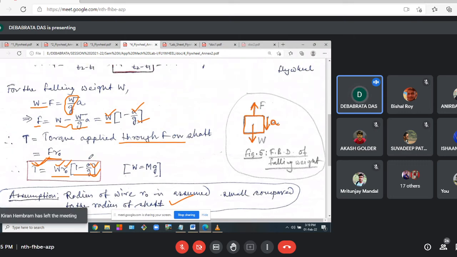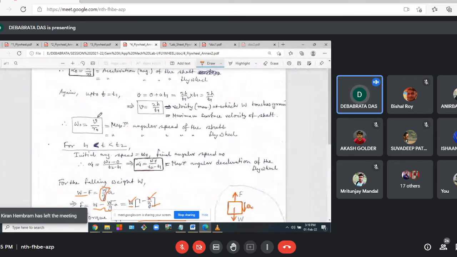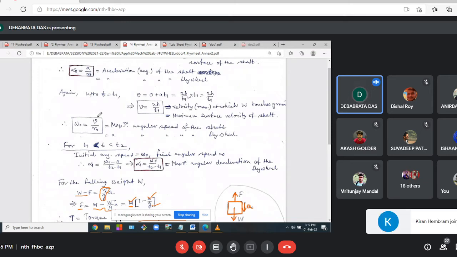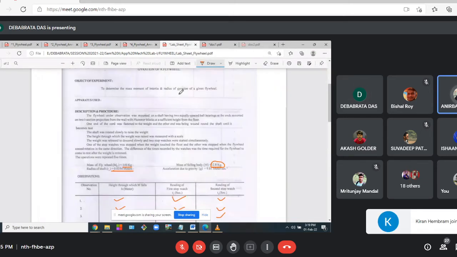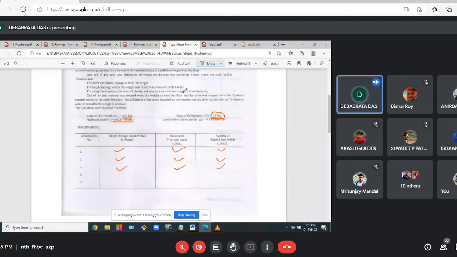So with this calculation, we can find out I, and we can find out I for 3 different heights because we'll be noting down T1 and T2 for 3 different heights. So we'll be getting 3 values of I. 0.2 meter, 0.3 or 0.4 meter. 20 centimeter, 30 centimeter, and 40 centimeter.